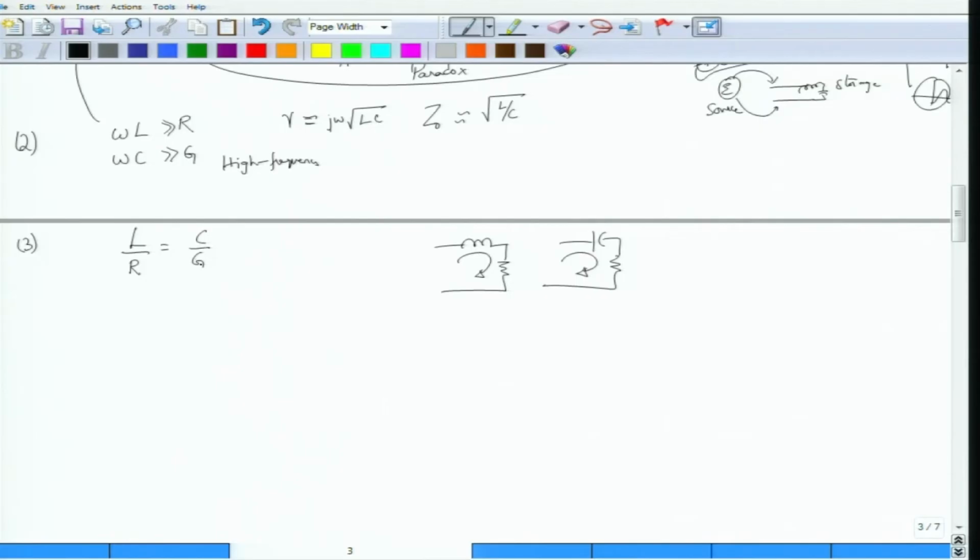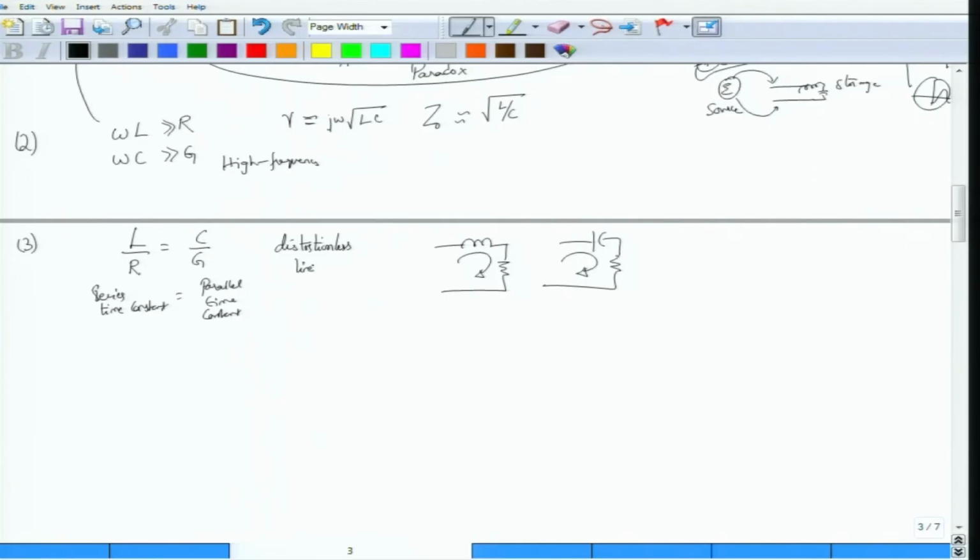So, what we are saying is that the series time constant must be equal to the parallel time constant, where parallel simply indicates that this is a capacitor and a conductor. So, if these two time constants are actually equal, then this case is called the distortionless case and the line is called a distortionless line.